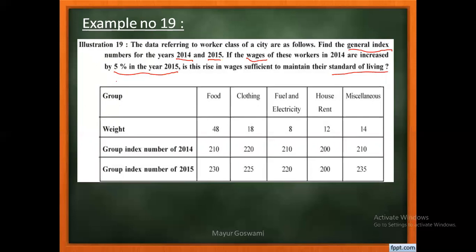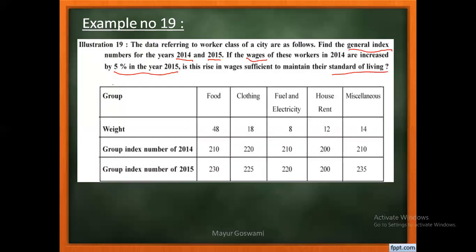Whatever percentage increase in their cost of living, the same percentage should be increased in their income, in their wages. Then it would be sufficient. But here there is a vast difference. Only 5% income is increased and 41% cost of living is increased, right? So that increase in wages is obviously not sufficient. This is the comment you have to give at the end. Is it clear? Let's see the example. In this sum, again you have to calculate the cost of living index number, but it should be compared with the income, the wages. I hope it is clear, right?